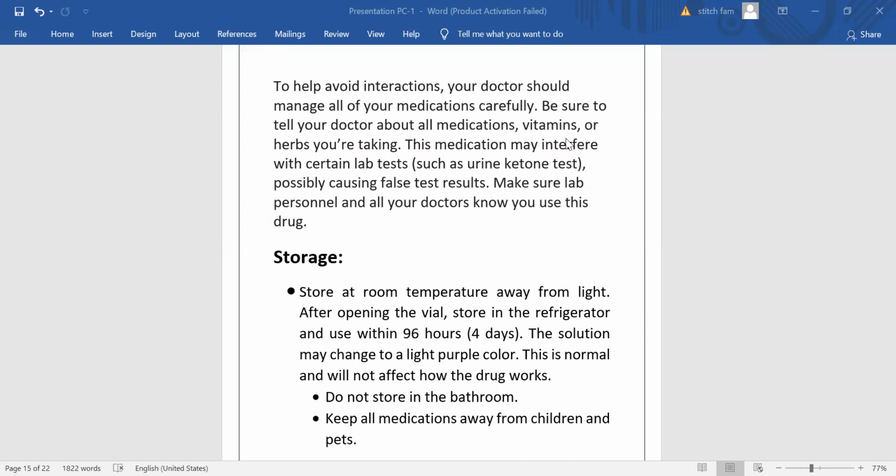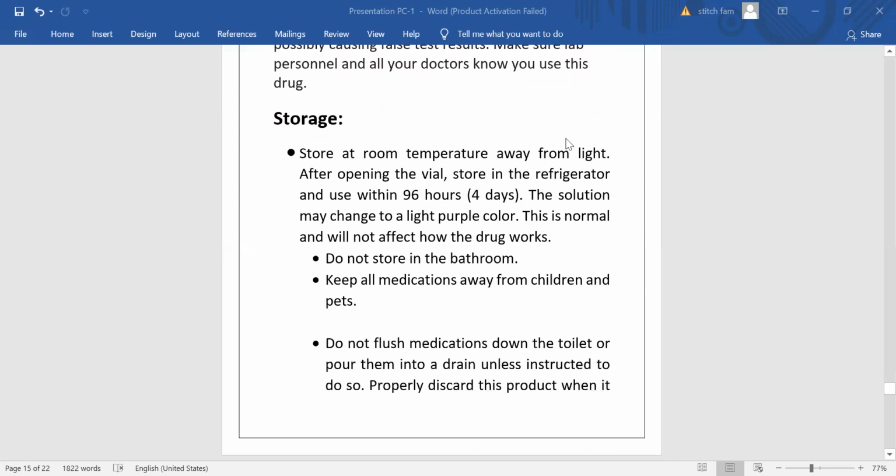Now I'm going to explain its storage, how acetylcysteine should be stored. Store at room temperature away from light. After opening the vial, store in the refrigerator and use within 96 hours. The solution may change to a light purple color. This is normal and will not affect how the drug works.